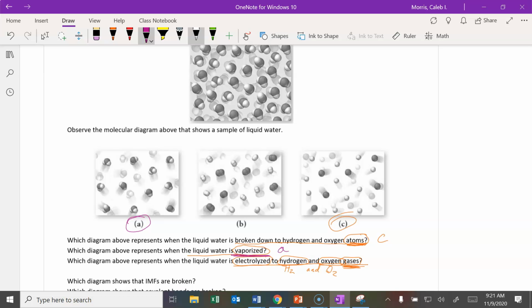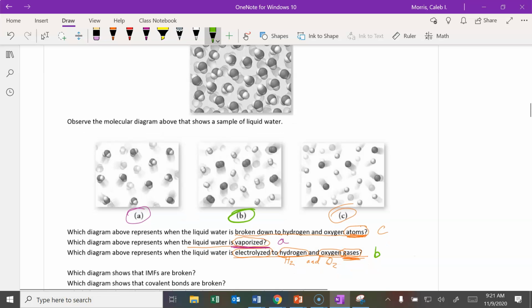And then finally, if we look at the last one, when liquid water is electrolyzed into hydrogen and oxygen gases, we're looking for H2 and O2. That would have to be B. You can see that they are in pairs. Hydrogen atoms are paired up in molecules, and the oxygen atoms are also paired up in diatomic molecules.